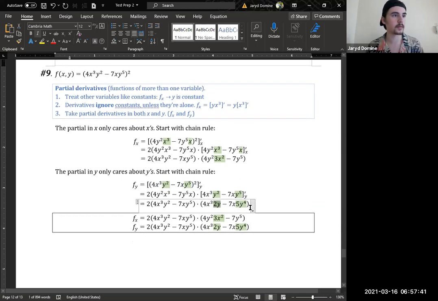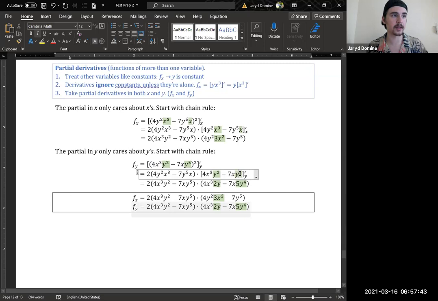Then this y to the 5th power becomes 5y to the 4th power, and that 7x just hangs on. And so, yes, it's all about pretending the other thing is a constant. Just pretend the other variable is a constant. That's all there is to partial derivatives. Other than that, it's just normal, the same rules, the same ideas as before. And all I've done here is I've just boxed the answers so that you can see them.